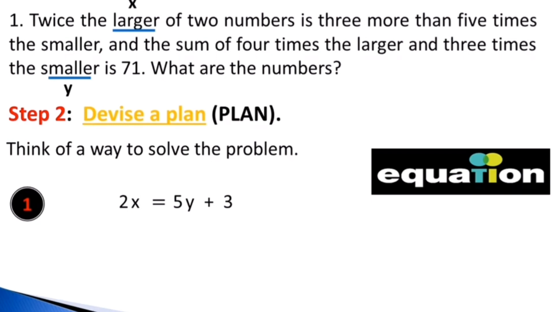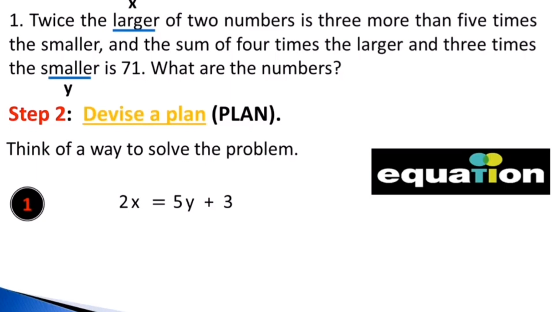In mathematics, since the commutative property is applicable, whether we rearrange the order of the addends, it still gives the same sum. So instead of putting 3 plus 5y, we can make it as 5y plus 3.